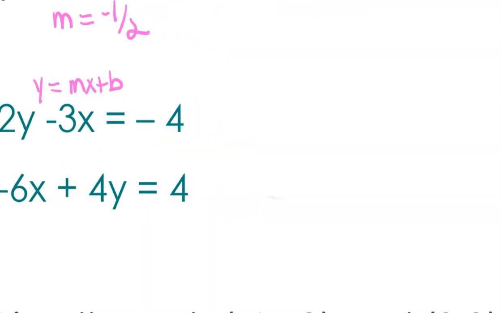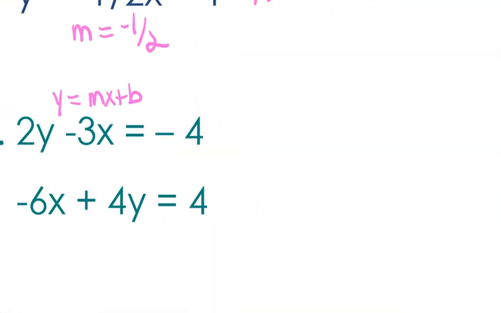So let's take a look at the first one here. Let's start with 2y minus 3x equals negative 4. Again, I want to get y by itself. So the first thing I'm going to do is get rid of that negative 3x by adding 3x to both sides.